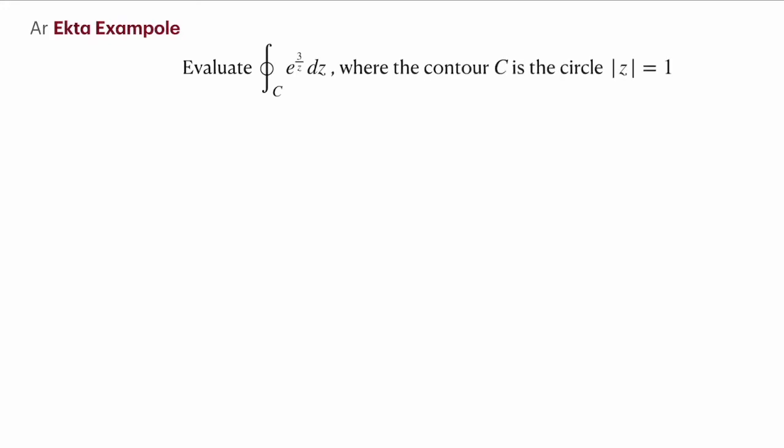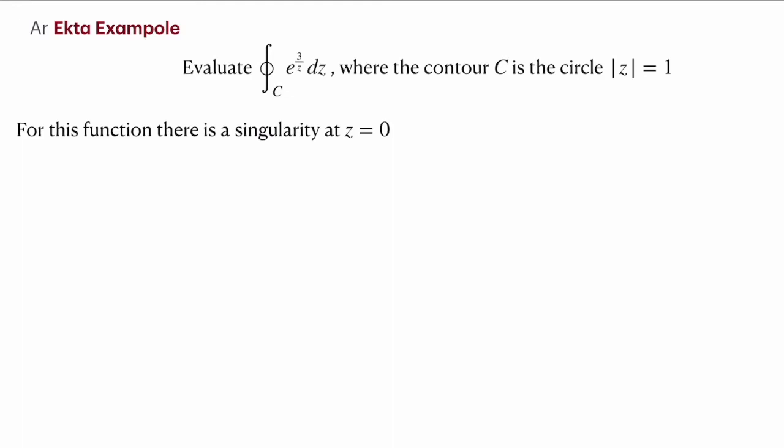So we have to evaluate the integral of e to the power 3 by z dz over the contour C, which is described by a unit circle around the origin. Now for this function, first we have to see if there is any singularity. We clearly see there is a singularity at z equal to 0. Now we have to see what kind of a singularity it is, simple pole or pole of order n or whatever, and then compute the residue.